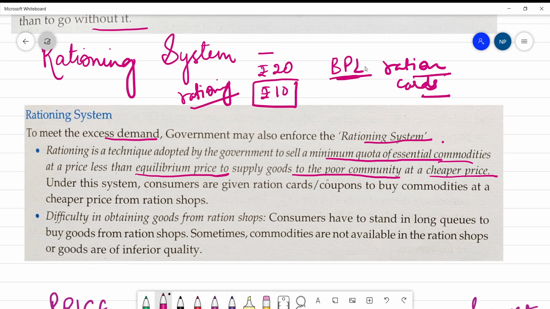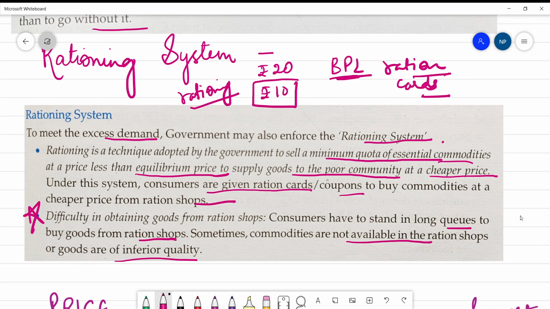Under the system, the consumers are given ration cards or coupons to buy commodities at a cheaper price from ration shops. Difficulty in obtaining goods from ration shops: consumers have to stand in long queues to buy the goods. Sometimes the commodities are not available in the ration shops, or the goods are of inferior quality.